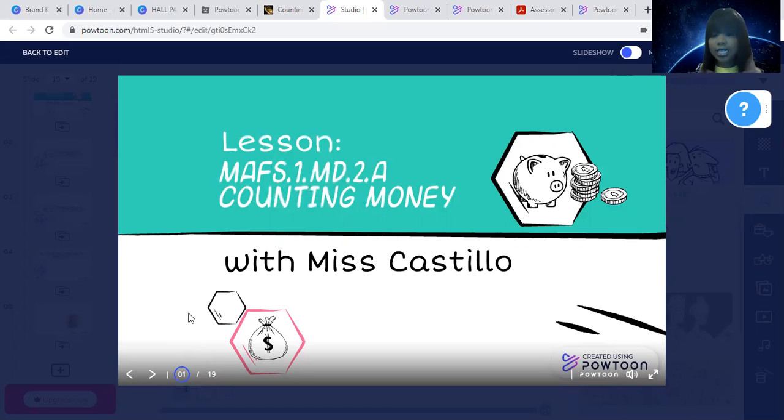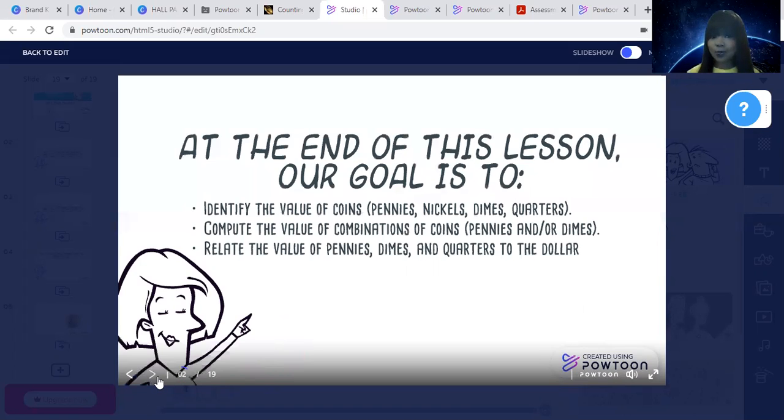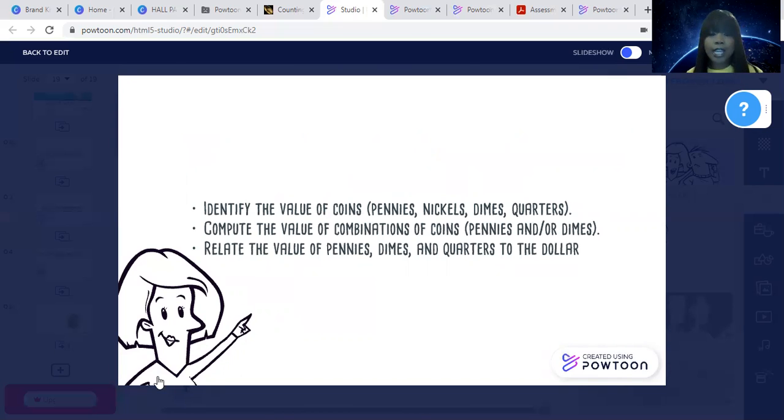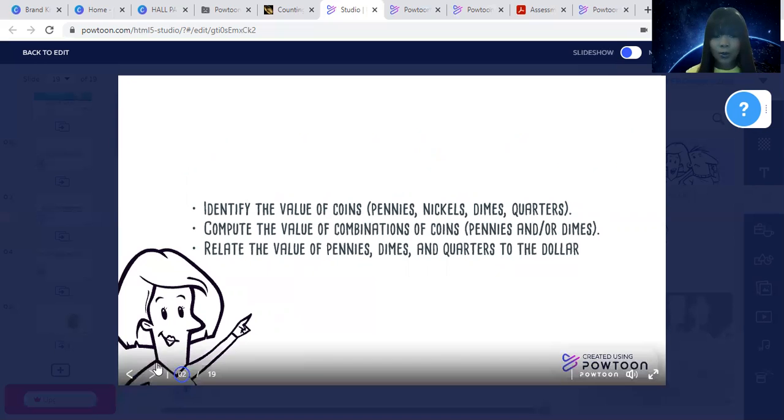So before we get into this lesson, let's discuss some goals that we would like to achieve by the end of this presentation. At the end of this lesson, we would like to be able to identify the value of coins, compute the value of combinations of coins, and relate the value of pennies, dimes, and quarters to the dollar. So now that we know what we're trying to achieve, let's get into the lesson, right?